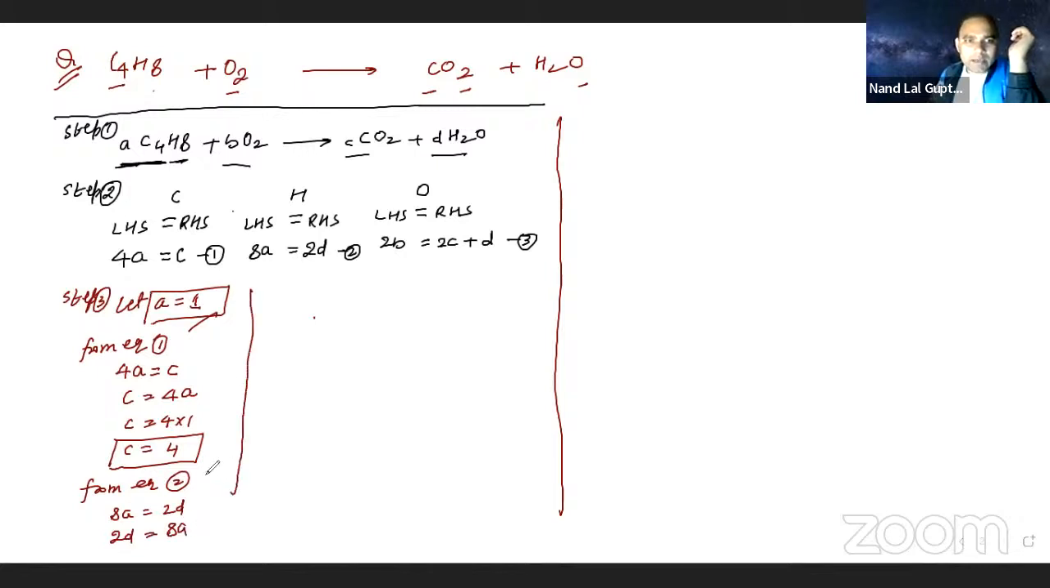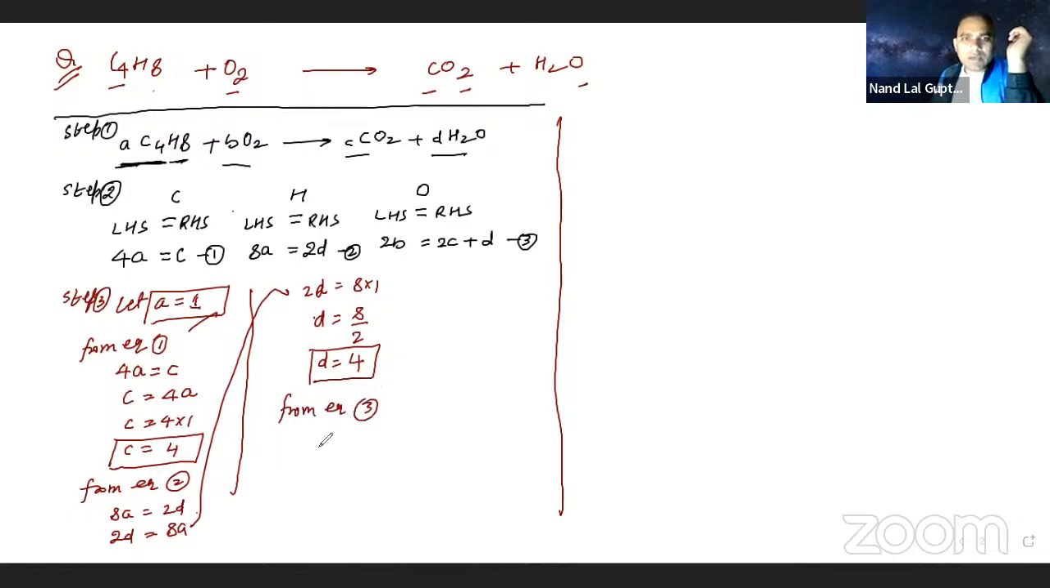Now you come back here. So 2D equal to 8, A value is 1. So D is equal to 8 by 2. So D is equal to how much is it going to be? 4. These are the two things we got, students. Now from equation 3, we have to get the value of B also. So 2B is equal to 2C plus D, students.